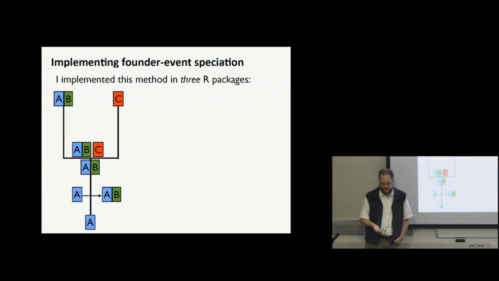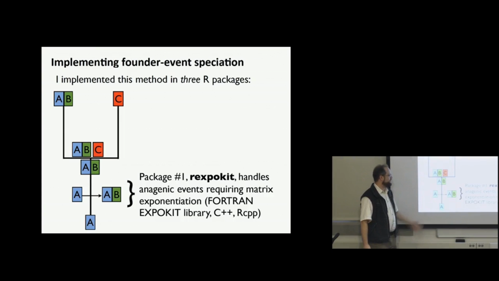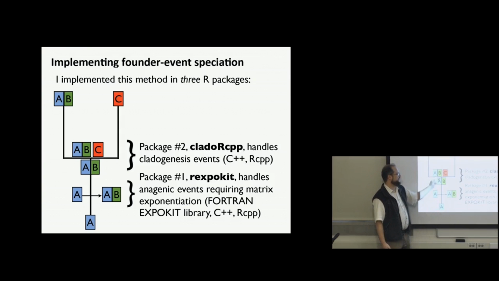So I've implemented this in a couple of R packages. If you think about reconstructing a biogeographic history, I have one package that does the matrix exponentiation, which calculates probabilities of changes along branches, anagenetic events along branches. There's a CladoRcpp package, which uses some C++ code to rapidly calculate all the different combinations of possible events that can happen at splitting events on a tree.